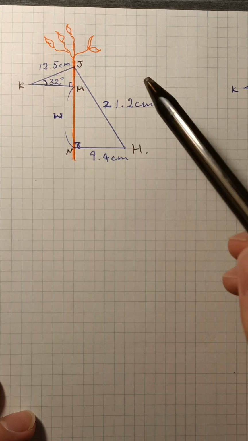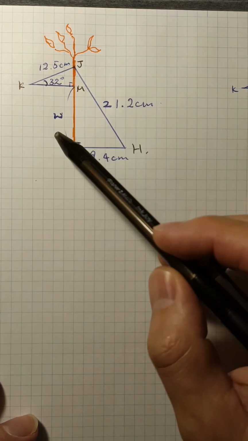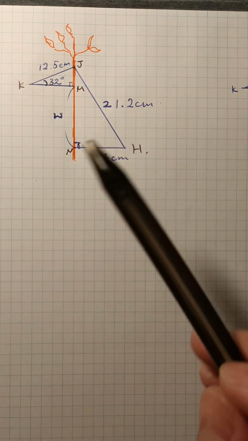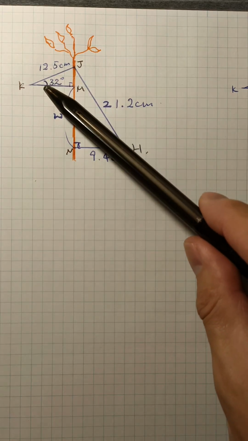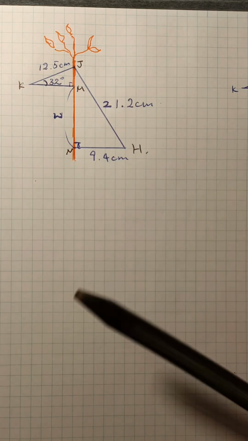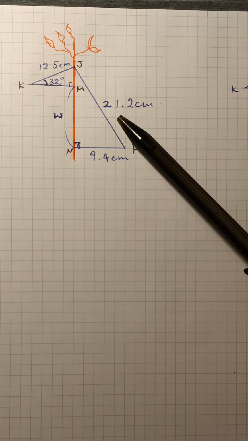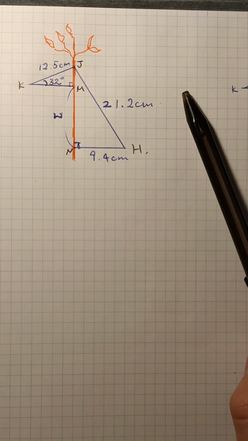I will show you how to find the distance from M to N, which is W. This question is asking your understanding of trigonometry and Pythagoras. So you need to choose when you have to use Pythagoras and when you have to use trigonometry.